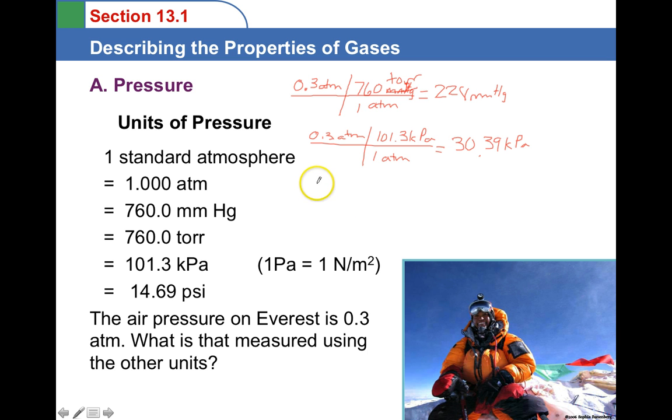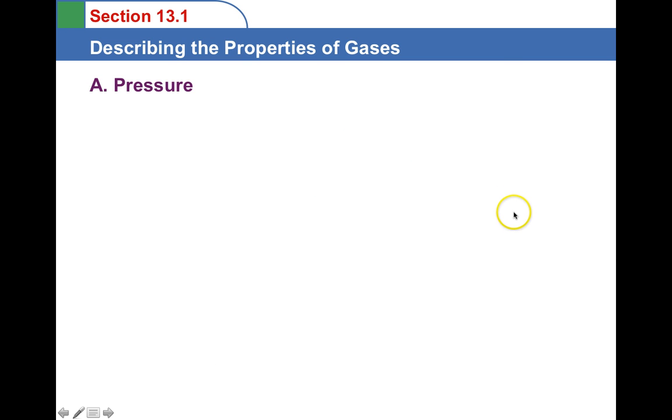Our last one is psi. 0.3 atm, and 1 atm is equal to 14.69 psi. When we do that math, we end up with 4.0, no, sorry, that's 4.4. There you go, 4.4 psi. And then there is a practice problem to do with this as well.